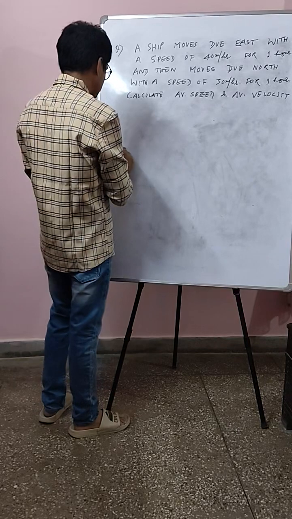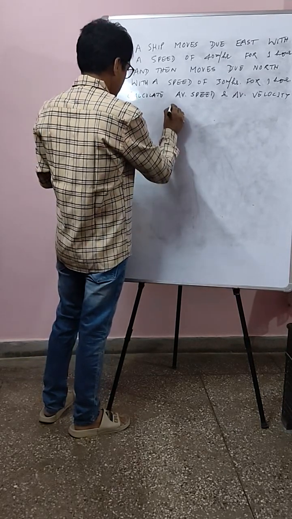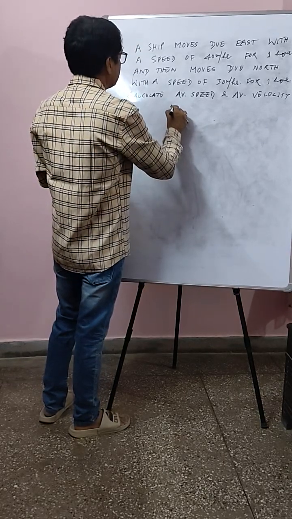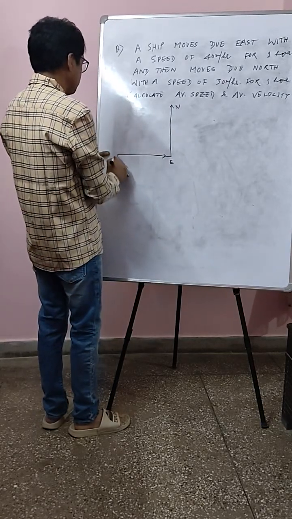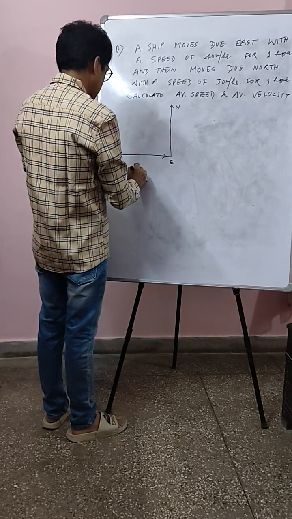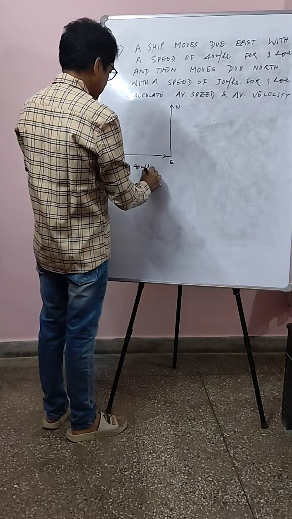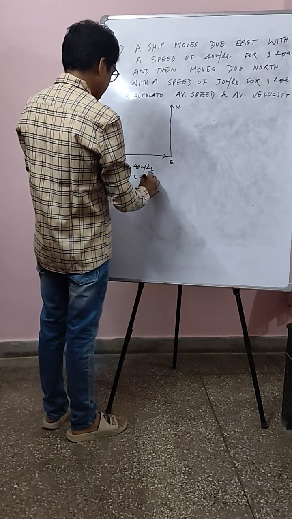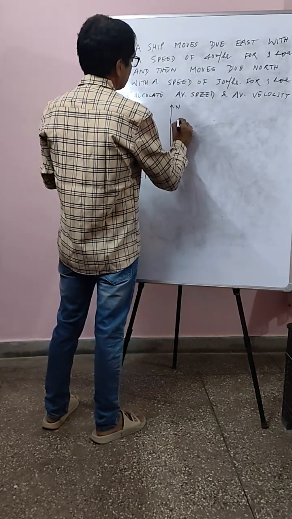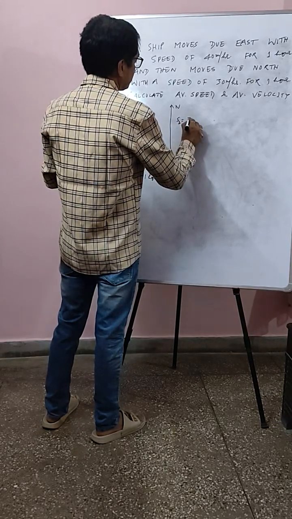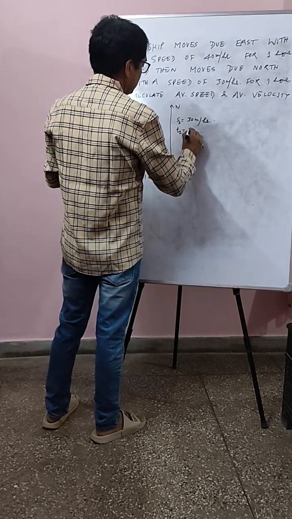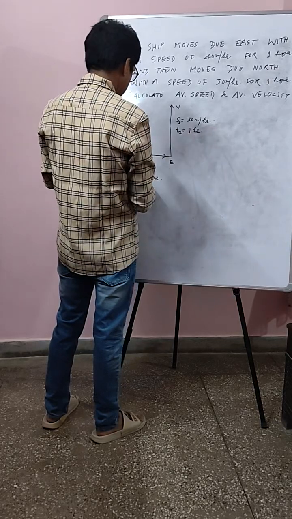Okay, so let me make a construction. This is east and this is north. This is the originating point. So he travels due east with a speed of 40 meter per hour, time t1 equals 1 hour, and due north he moves with speed 30 meter per hour, and t2 equals again 1 hour.